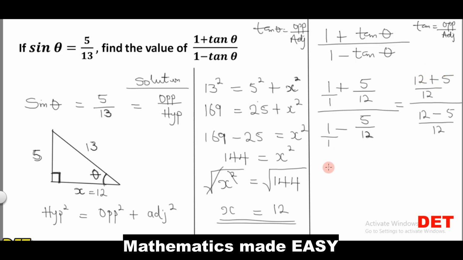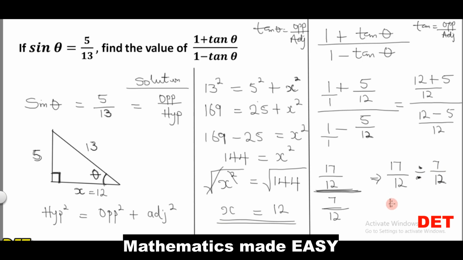So 12 plus 5 will give me 17/12 divided by 12 minus 5, which will give me 7 over 12. So I have 17/12 divided by 7 all over 12. This expression can also be written as 17/12 divided by 7 all over 12. So to change this division to multiplication, I will have to invert this fraction.